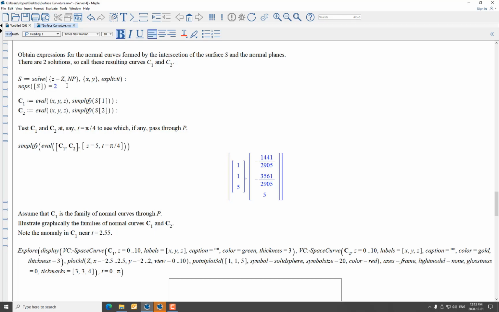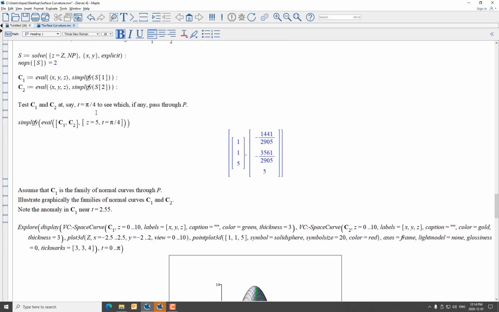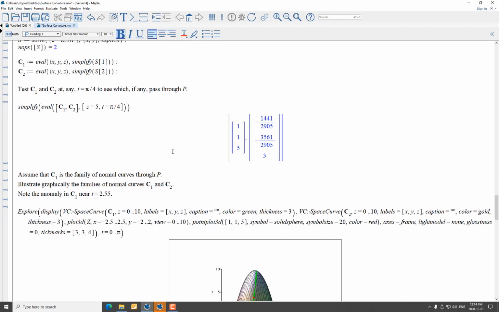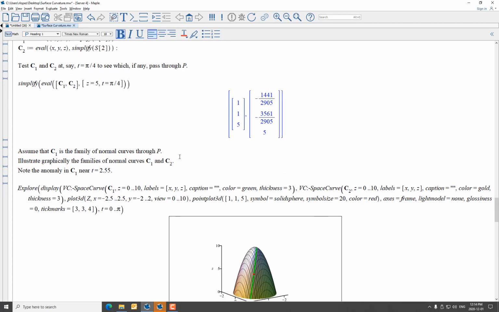So here is the intersection step. This is the surface. This is the cutting plane, intersect, and it turned out there were two solutions. So I have got to look at these two curves, C1 and C2. I threw in t equals pi upon 4 to see if these curves pass through point P. And it looked like C1 passed through the point P, 115, but the other one didn't. So I said, okay, let me work with the curve C1.